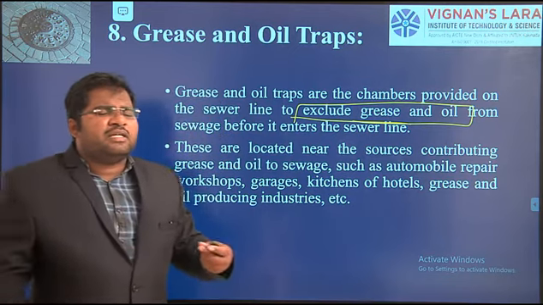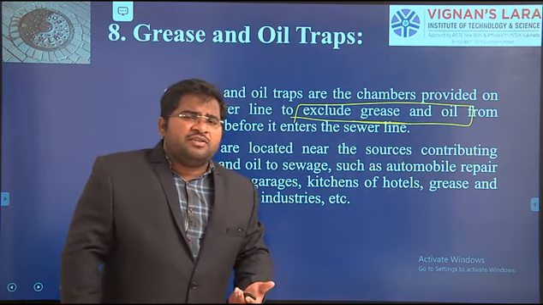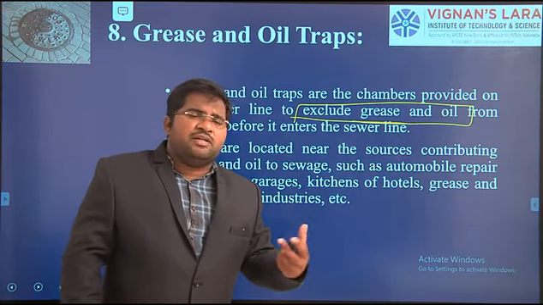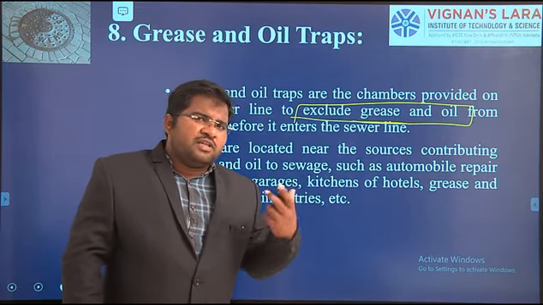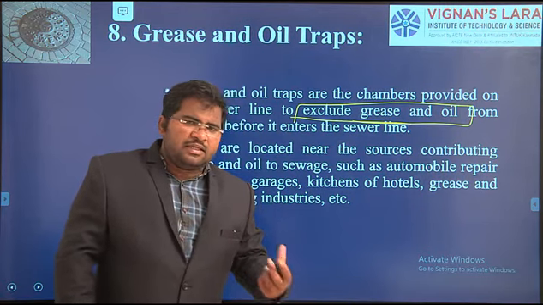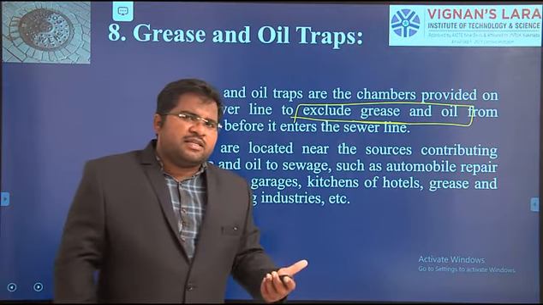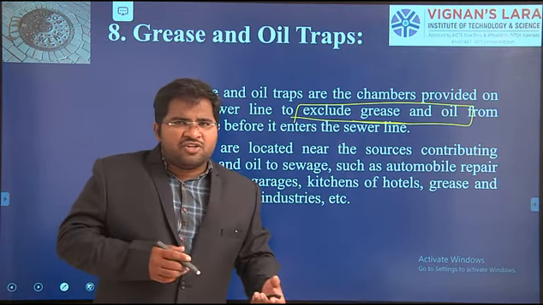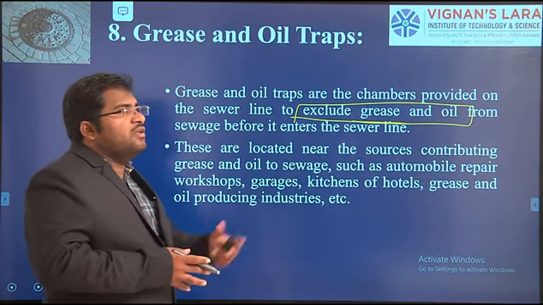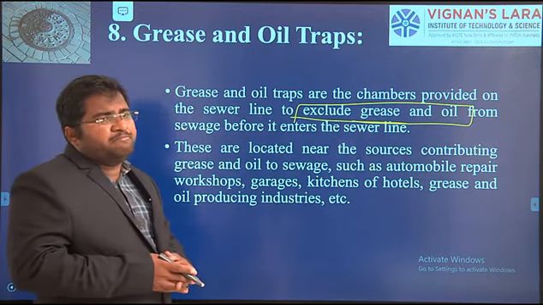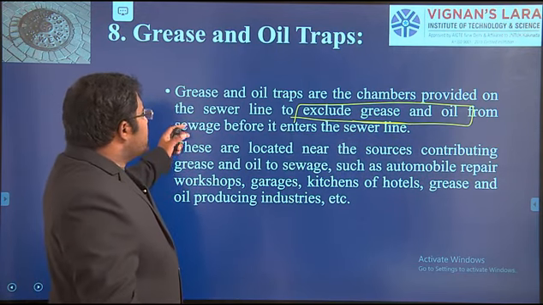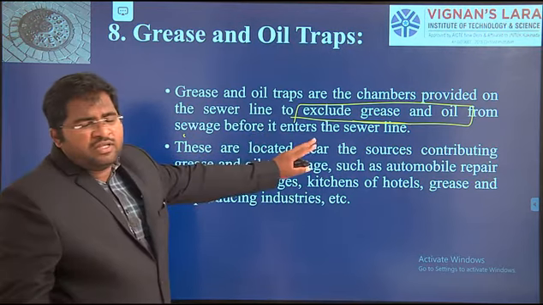From where will grease and oil come? Normally from kitchen water, the sullage, after your food material, we get oils. If there is an automobile industry or an automobile repair shop, anything like that will produce oil and grease while cleaning or manufacturing. We have to remove that oil and grease so that the sewage may be treated perfectly. So oil is excluded from the sewage before it enters the sewer line.